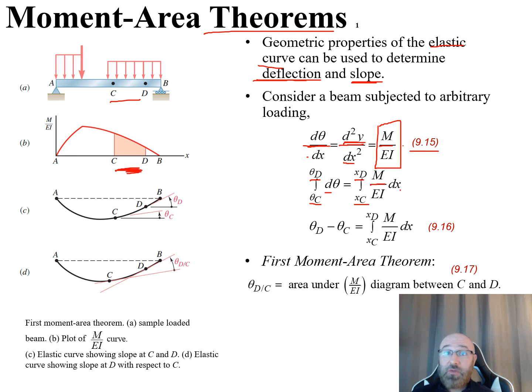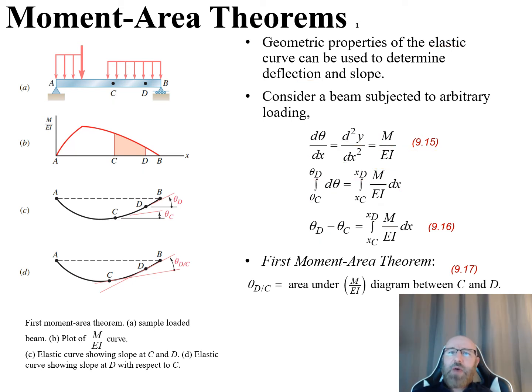So now we do out those integrals, and the integral of dθ with those limits of integration becomes θ sub D minus θ sub C. And this is equal to that integral of the right-hand side from xC to xD of our M over EI dx. And this relates back to our equation 9.16 in our textbook. So now let's go back over and take a look at this diagram and our figure on our left side.